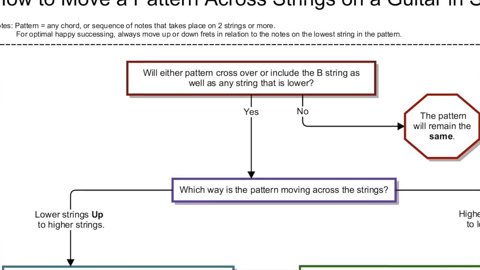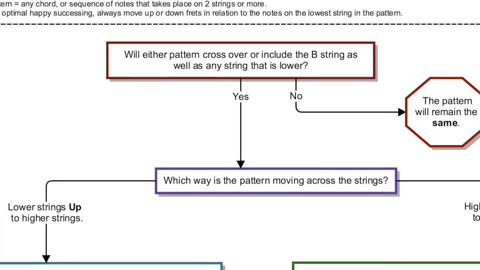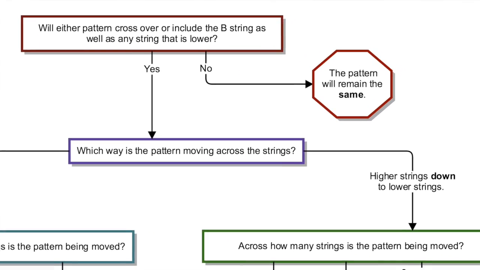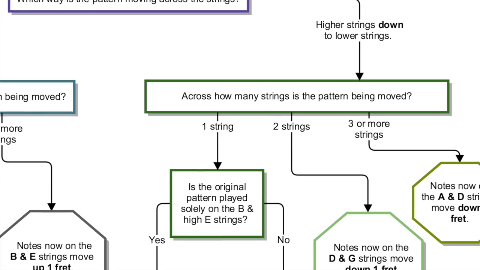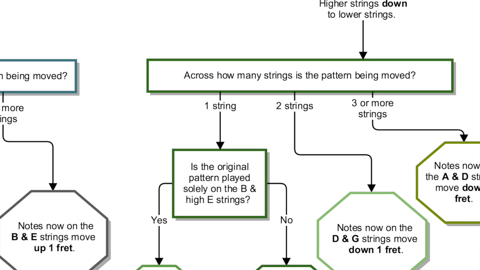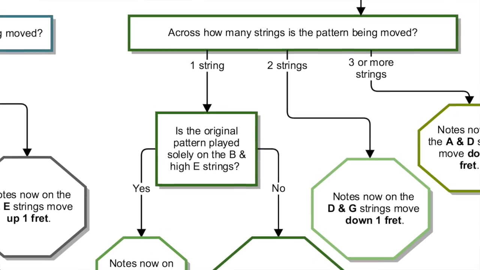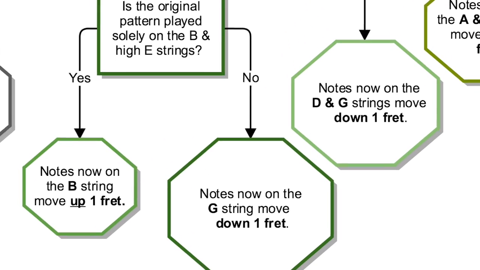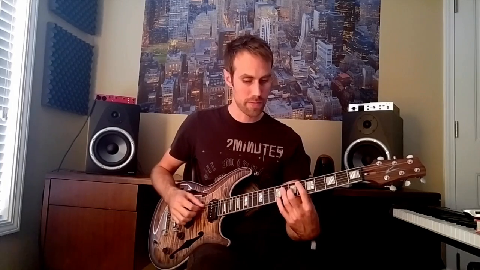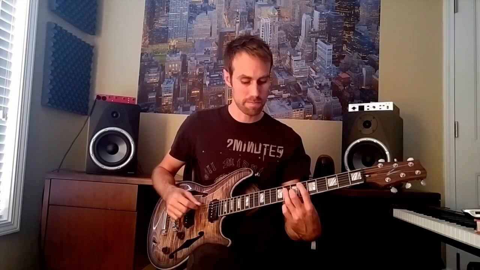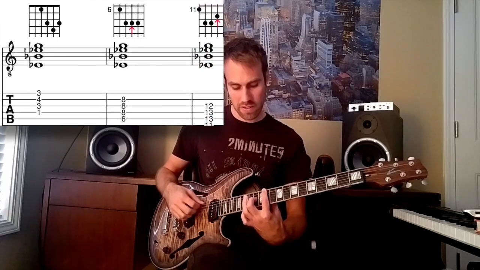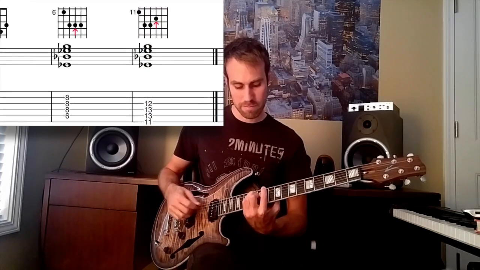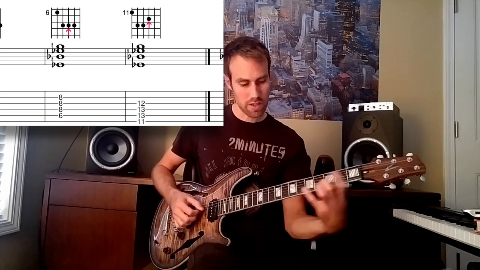So let's move that one through the flow chart. Will either pattern be played on the B as well as a lower string? Yes. Which way is the pattern moving across the strings? The pattern is moving from higher to lower again. Across how many strings? One string. It doesn't take place on solely the B and the E. So again, we move it down one fret on the G string. We take this pattern, find the G string, that's this note right there, and we turn it into this note. So there you go.